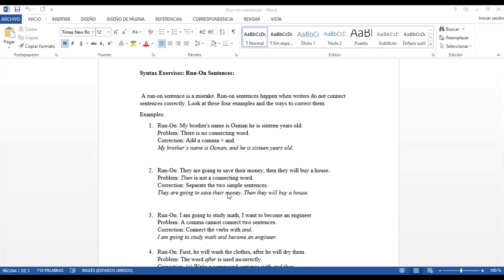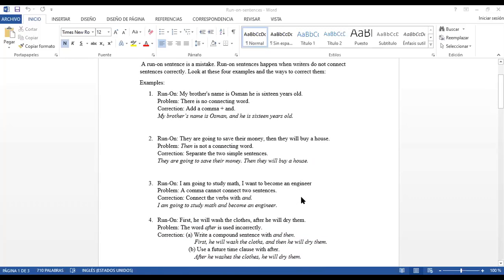So probably we will have two sentences. They are going to save their money. Then they are going to buy a house. So probably that will be the correct one. If I have those words, I can have others, but that's one way of separating these sentences and having a correct meaning. I am going to study math. I want to become an engineer. We can connect the verbs with and, or we can also have other options. I am going to study math and become an engineer.